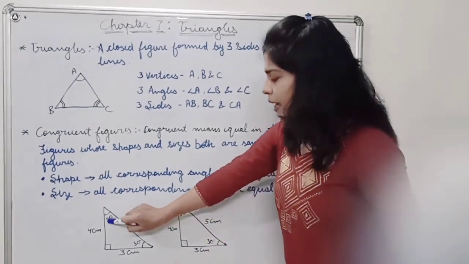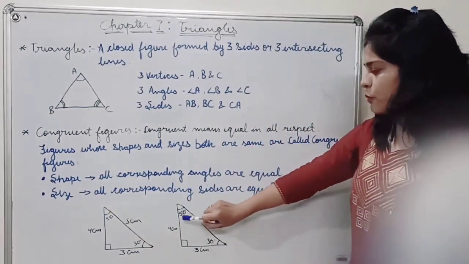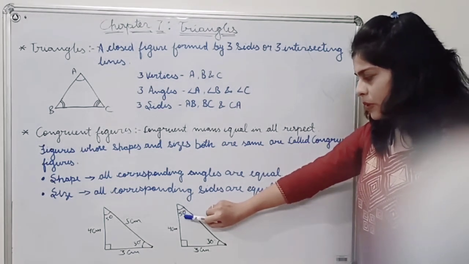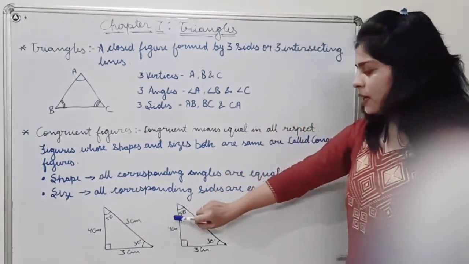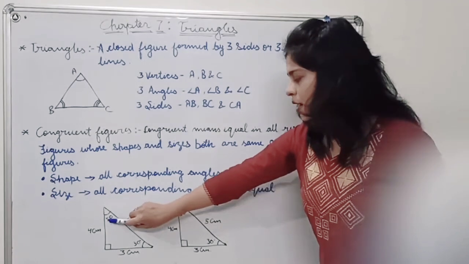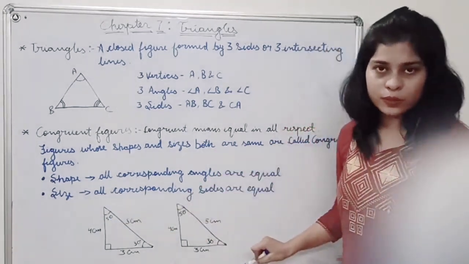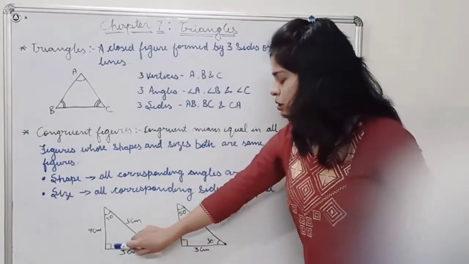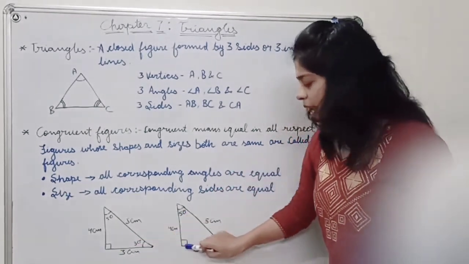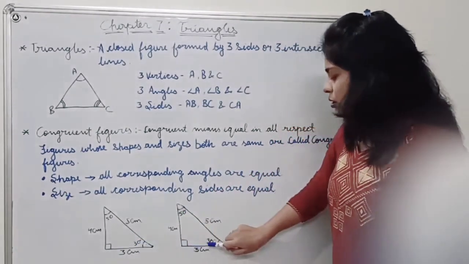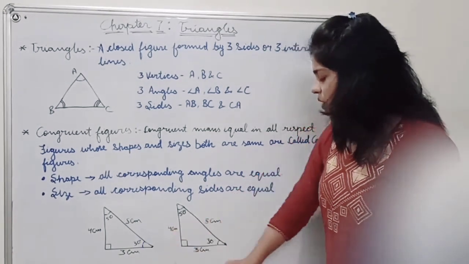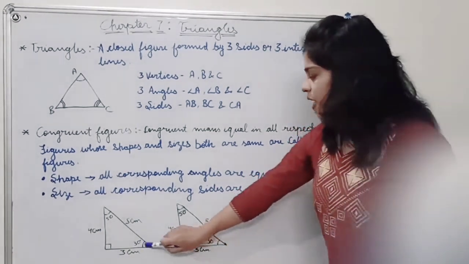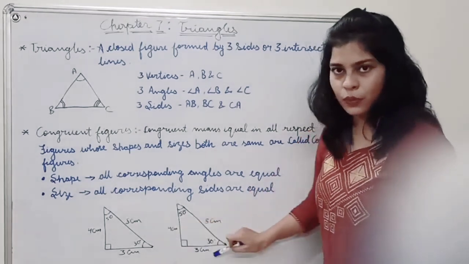Means one angle of this triangle and one angle of this triangle are corresponding and they are equal also. Similarly, the second angle is also 90 degrees, which are corresponding and equal also. The third angle is this one from this triangle and this one from this triangle. They are corresponding and they are equal also.